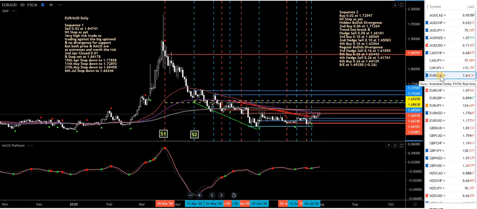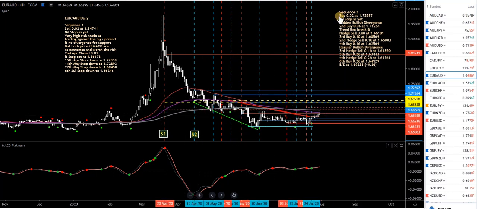All right, Euro Aussie, couple of sequences here. Sequence 1's actually a sell, standalone. Hang on, let me get this right. Yeah, that's sequence 1's stop there. So sell there, stop there. So that's looking all right.